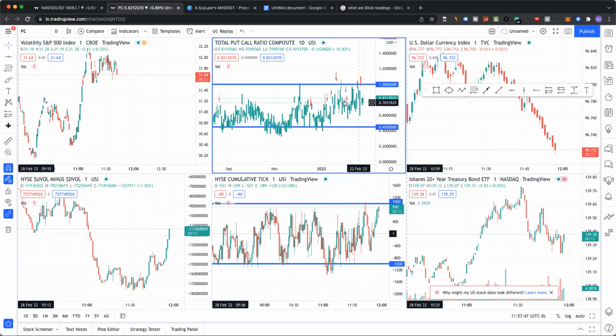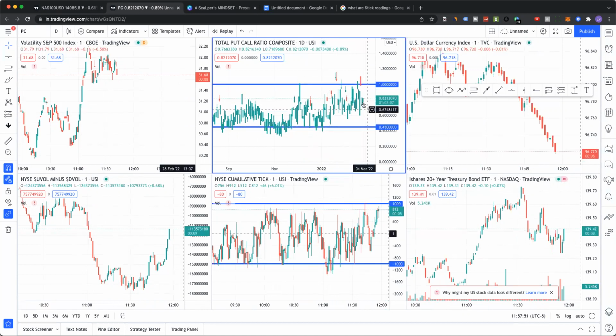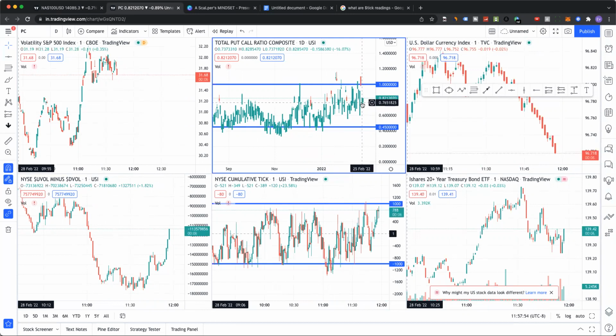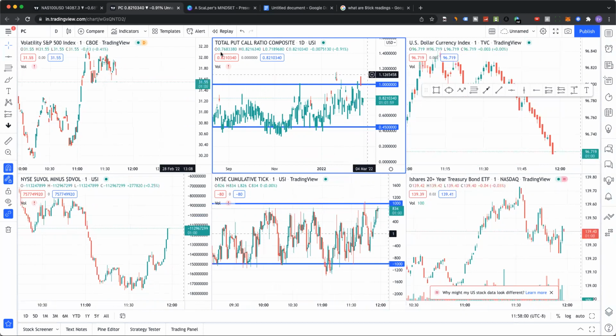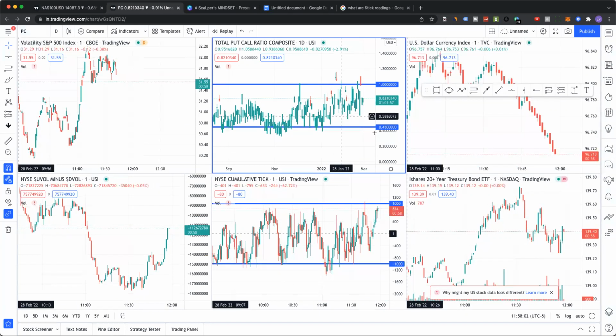Okay, right now we're in between the mean of the 1,000 and the 0.45, so like right around here. This is still showing a little bit of buying opportunity till we get above here. So very simple.